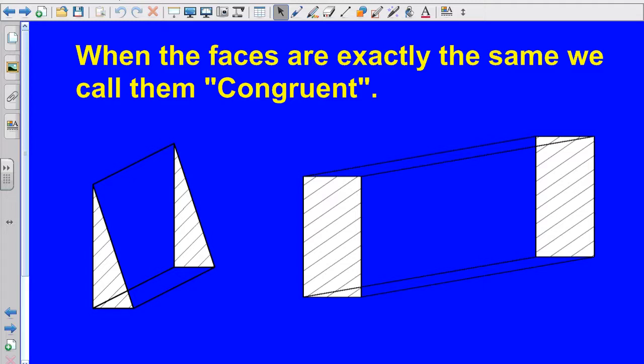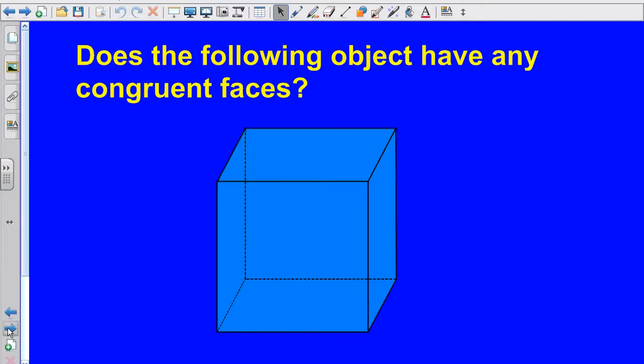That is what congruent means. Our next step is to take a look at this shape. Yesterday some of you had this, and we found out that congruent sides are the faces on this object, because it looks like a prism.